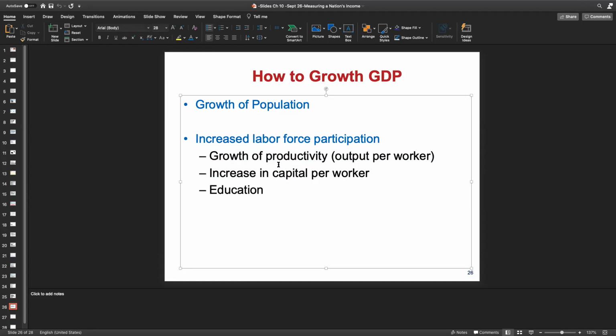Basically, we can encourage females to come and join the labor force. We can also improve the productivity of each worker, the output per worker. For example, by giving capital per worker, by giving a computer to each worker, we can increase the productivity of each worker, or by educating them, we can increase the productivity of the GDP per worker.